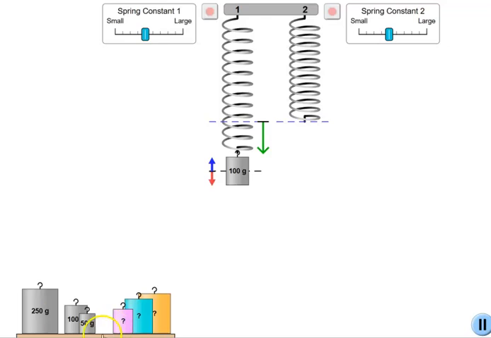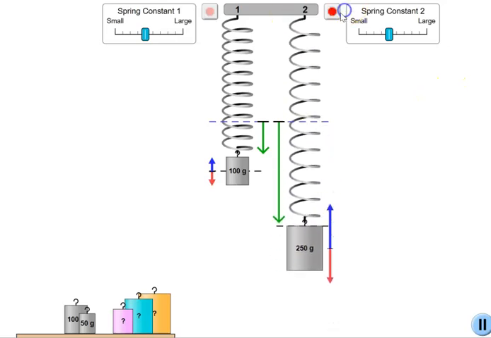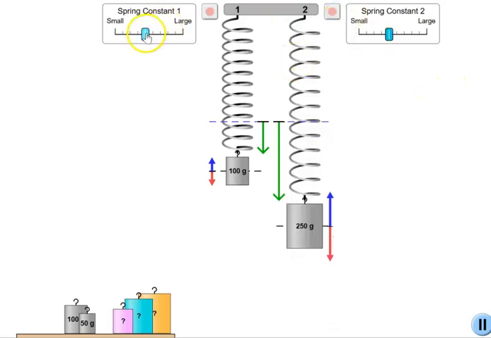spring constant. So the idea is, if I put 100 grams on, it stretches so far. If I put 250 grams on, it stretches further, even though it's got the same elastic constant. So let's look at a few questions that involve different scenarios, different weights, different forces acting on it, different amounts of extension, or stretch.